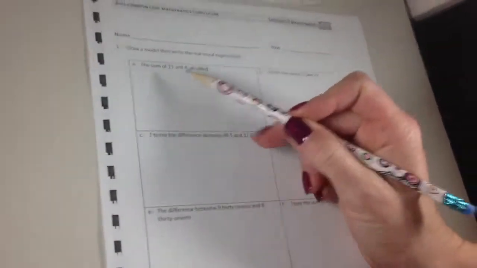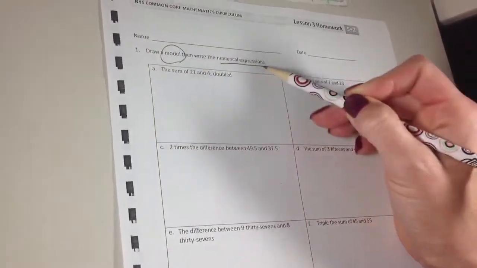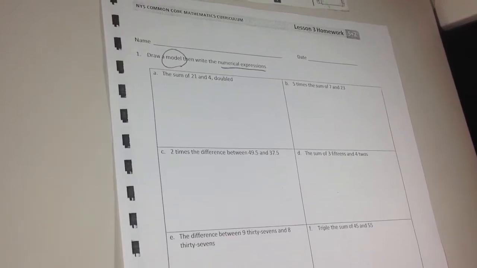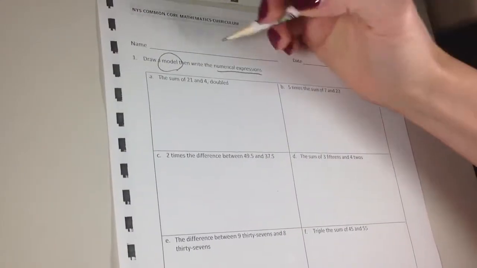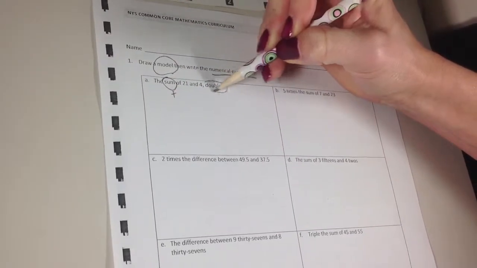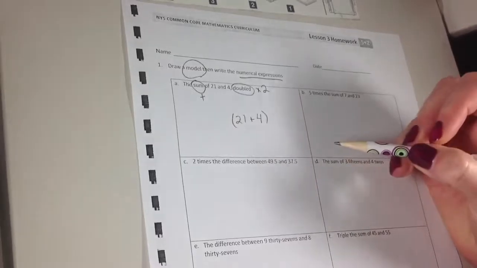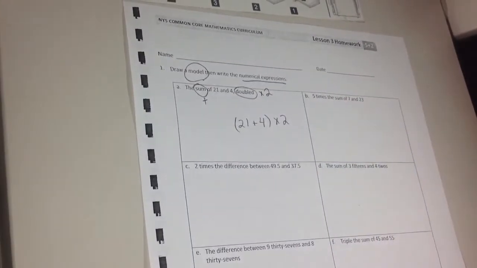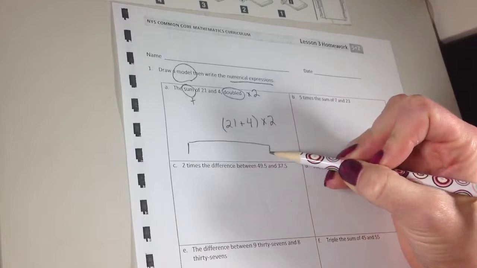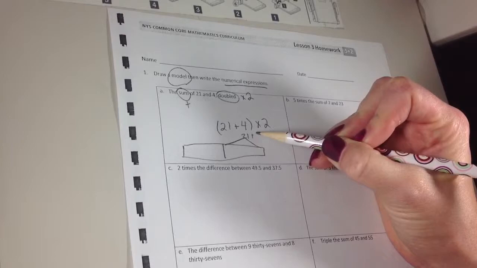So these ones are the same ones that we just did on the computer. So they want you to draw a model, and then they want you to write the numerical expression. I think it's usually easier for me to do the numerical expression first, but if it's easier to do the model, that's fine too. So sum tells me to add, and doubled, that means times 2. So the sum of 21 and 4, I want to add those two together, put the parentheses, and then doubled, times 2. So because it's times 2, my bar is going to be split into 2 spots, and each section is going to be 21 plus 4.